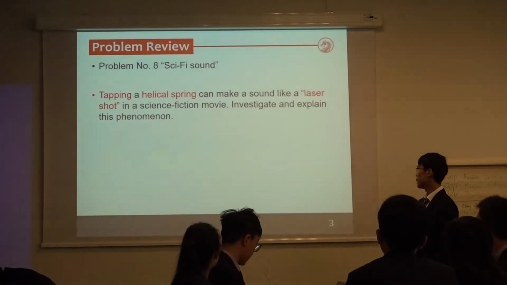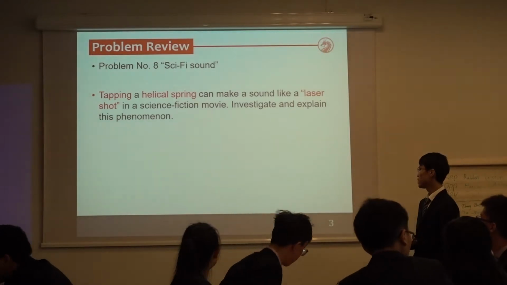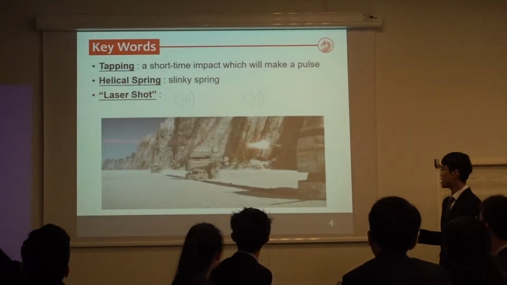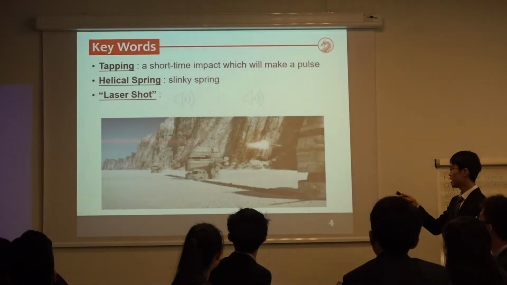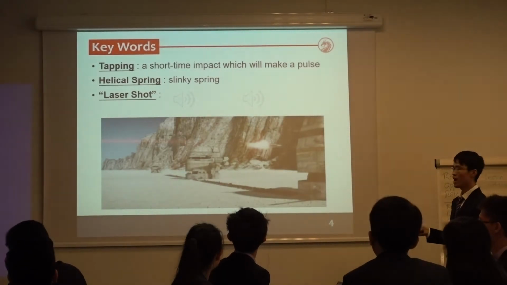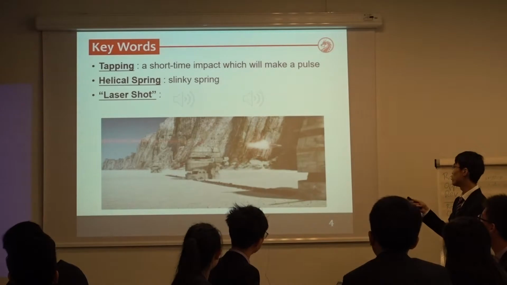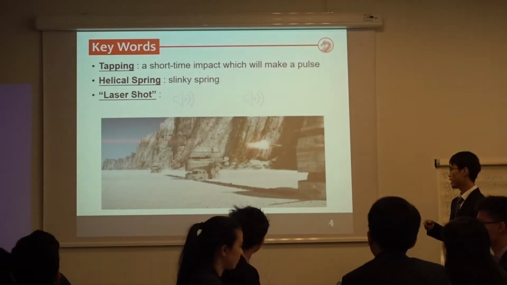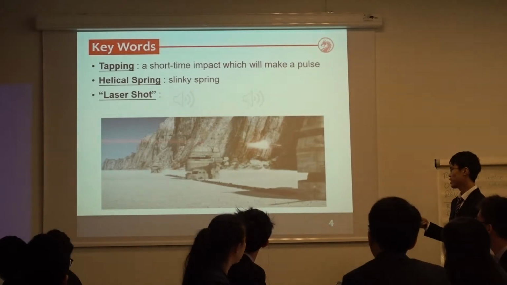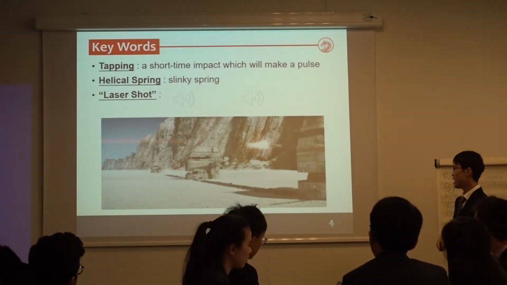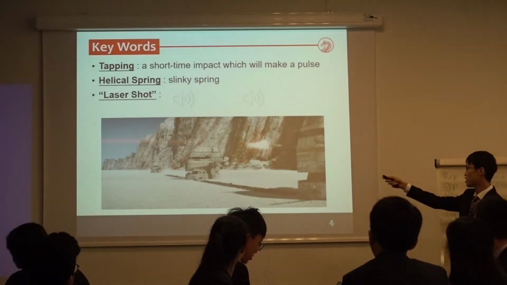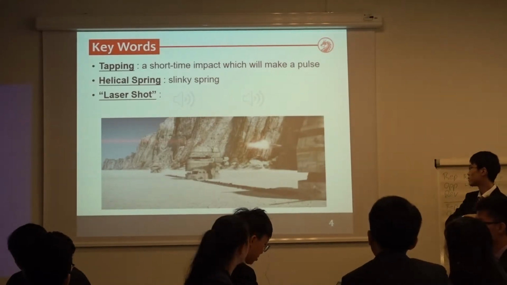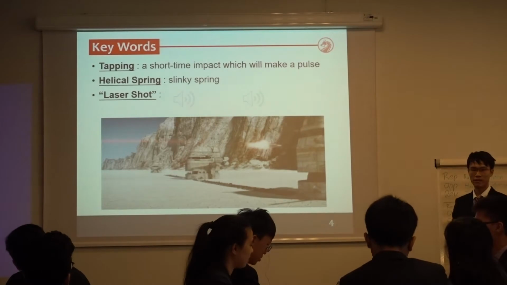And here's the problem review. Tapping a chemical spring can make a sound like a laser shoot in a science fiction movie. Investigate and explain this phenomenon. The keywords here are tapping, chemical spring, and laser shoot. For tapping, I define it as a short-time impact which will make a pulse in the spring. For the spring, we use a slinky in my experiments because it can generate a laser-shoot-like sound easily. For the laser-shoot-like sound, here are two examples from the Star Wars movie. I will define it afterwards.